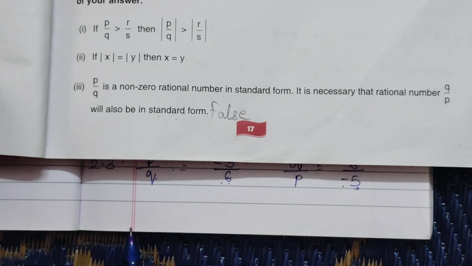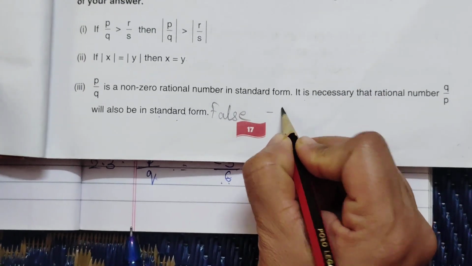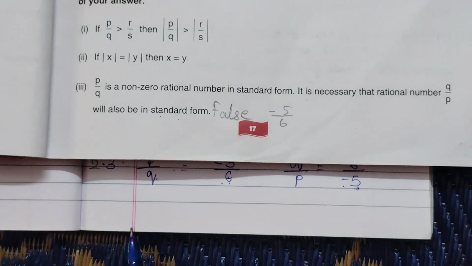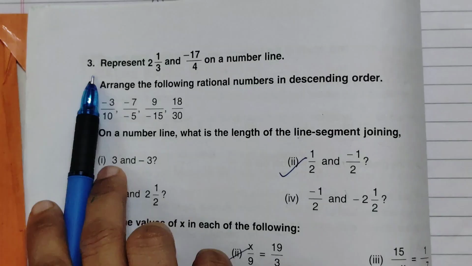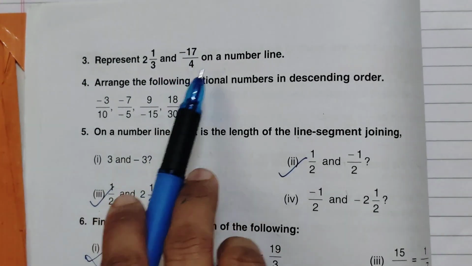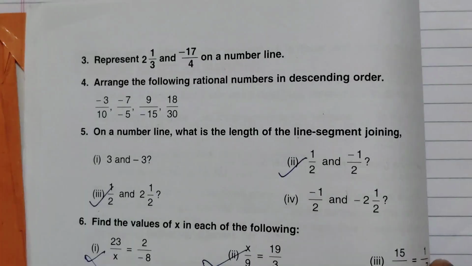Okay, and you can give any example, say minus 5 upon 6. Okay. Okay, next question is represent 2 1 upon 3 and minus 17 upon 4 on a number line.